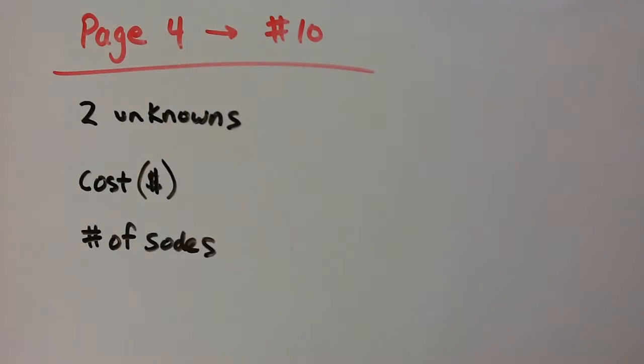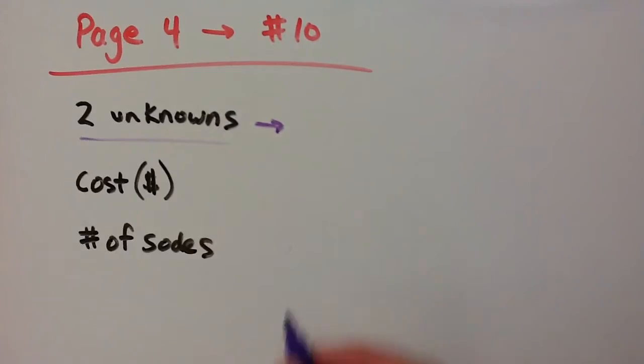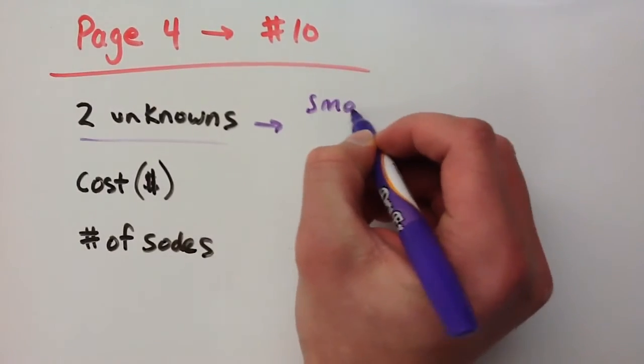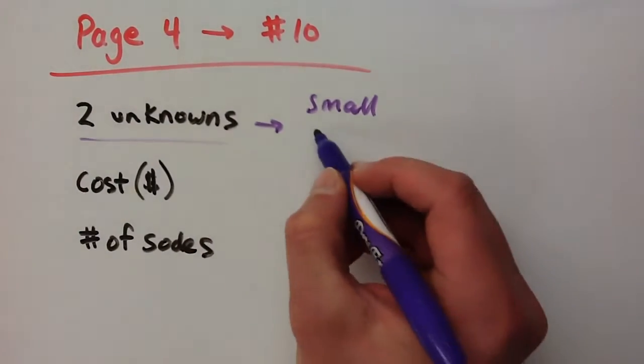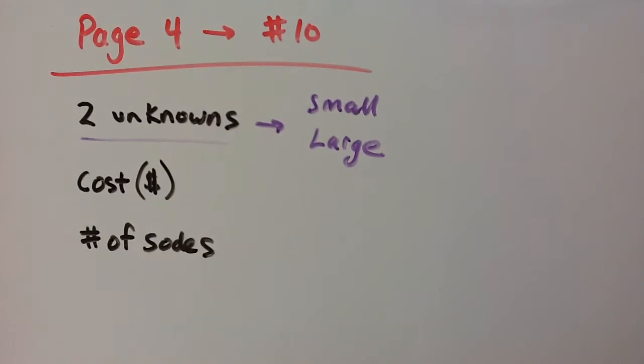So your two unknowns would be the number of small sodas and the number of large sodas. The problem does not tell us that. We need to figure out how many small and how many large. So since these are the two unknowns, we can use a variable to represent these unknown amounts. And normally we use the variables x and y.